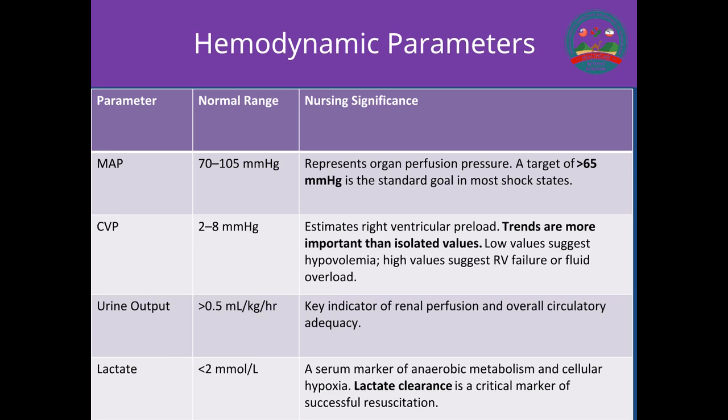Urine output is one of the simplest and most reliable indicators of perfusion. We aim for more than 0.5 milliliters per kilogram per hour, which suggests adequate renal blood flow. Lactate, normally less than 2 millimoles per liter, reflects tissue hypoxia and anaerobic metabolism. Lactate clearance is a powerful marker of whether resuscitation is successful.